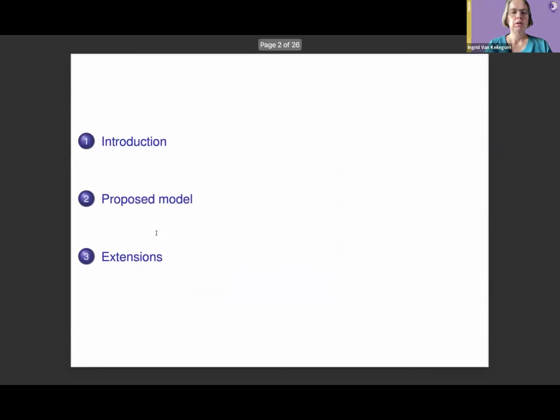So I will briefly introduce the topic of dependent censoring, and then I will talk about a proposal that has been made in a paper together with Claudia Czado in Biometrika. And then at the end, I will talk about a number of extensions. And one of these extensions will be the paper by Mirte Daan, which she will talk about after me.